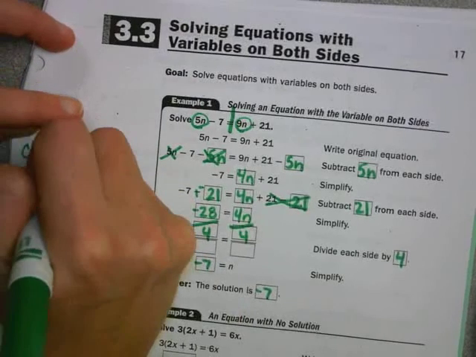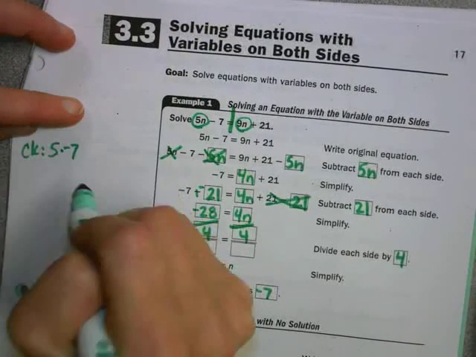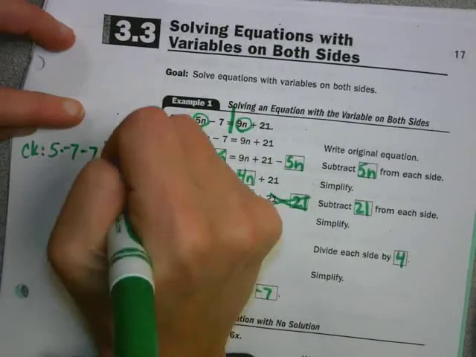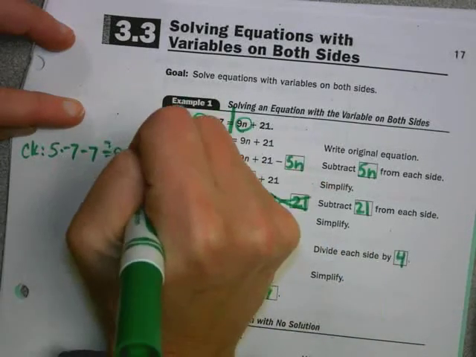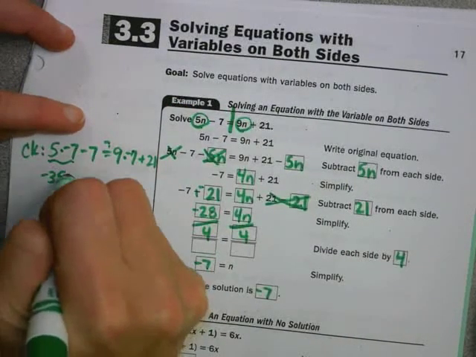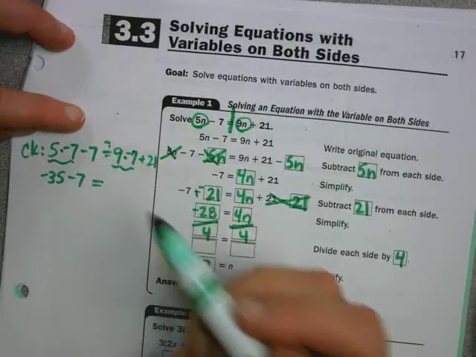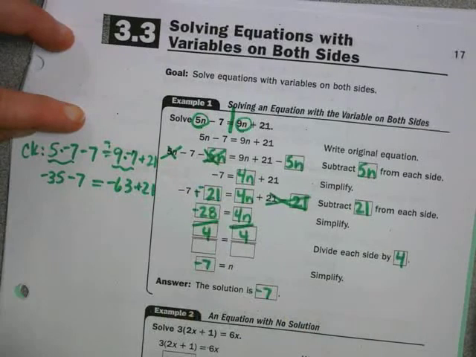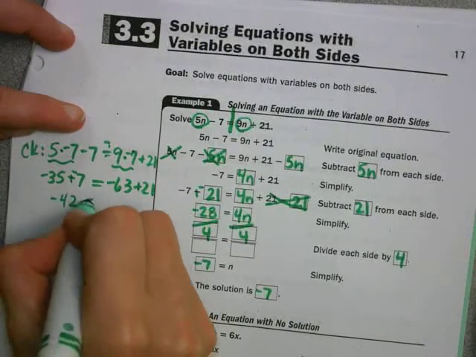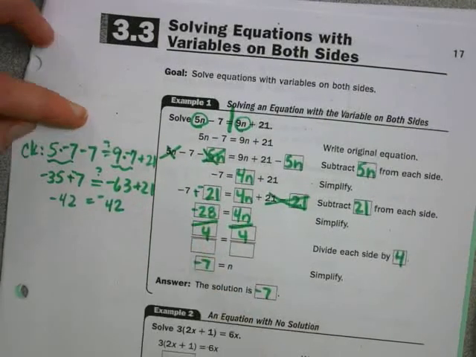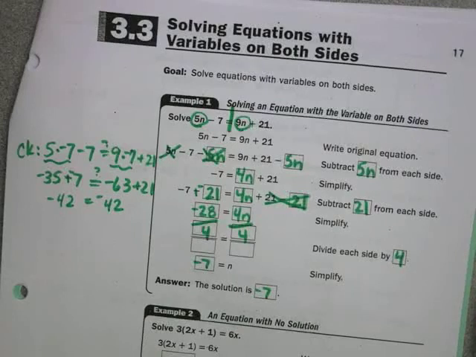So we have 5 times n, which we think is negative 7, minus 7 equals, with your question mark, 9 times negative 7 plus 21. Okay, so we're going to multiply first. So it's negative 35 minus 7 equals, and then 9 times negative 7 is negative 63, and rewrite the plus 21. And if you don't like that minus 7, make it adding the opposite. Add them together since they're both negative, and that's a negative 42. And then negative 63 plus 21 is negative 42. So it works. Great job.